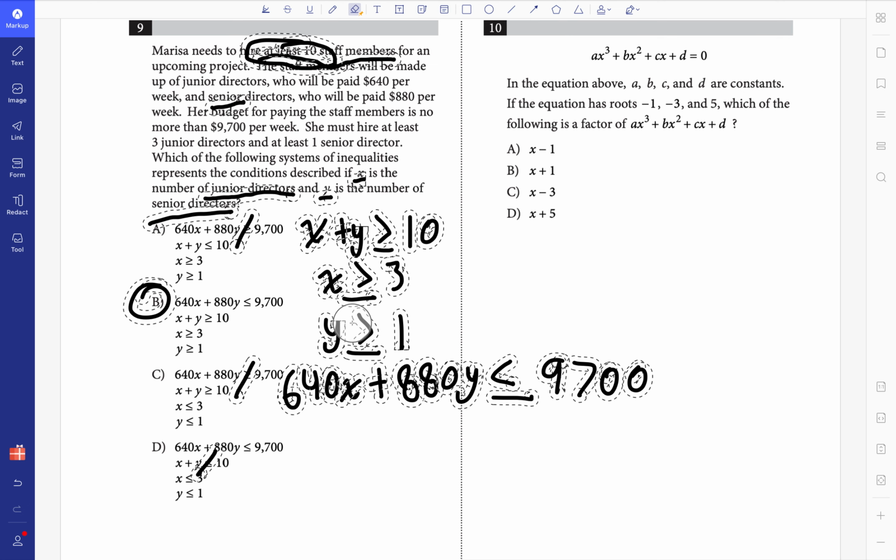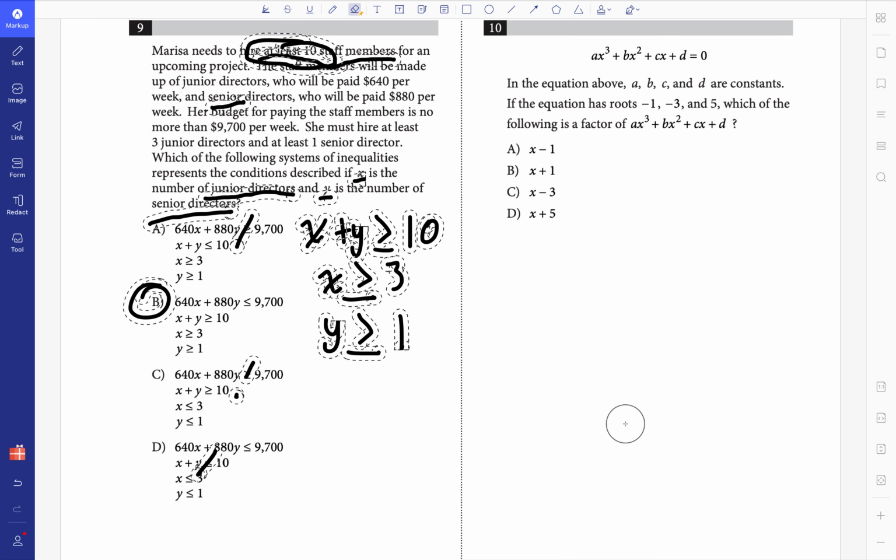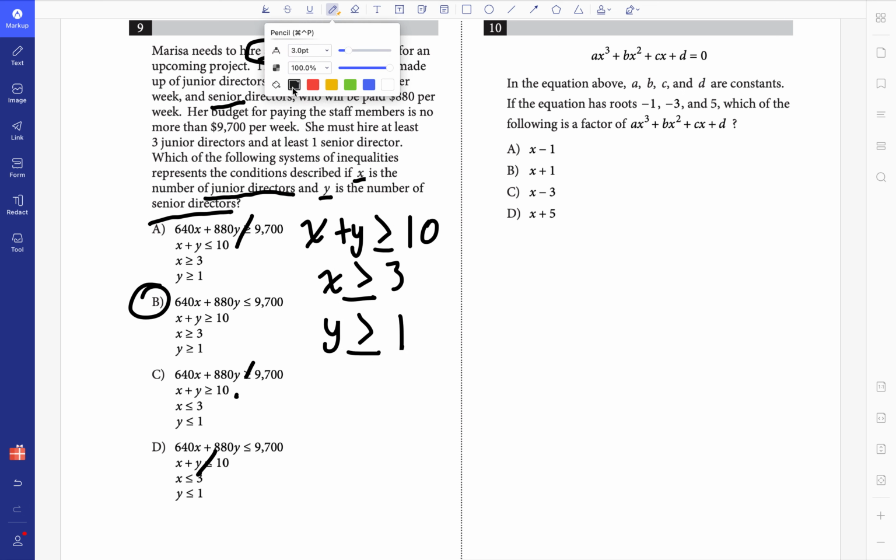And now let's just erase this. And let's go back to writing. So in the equation above, a, b, c, and d are constants. The equation has roots at -1, -3, and 5. Which of the following is a factor of ax cubed plus bx squared plus cx plus d?